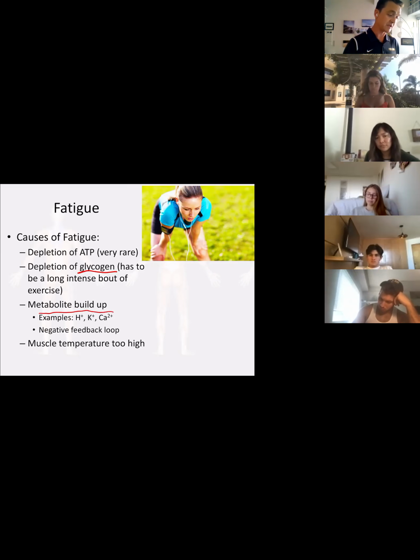Metabolite buildup, that's kind of what I've been talking about this whole time. We build up levels of hydrogen, potassium, calcium, okay? And this can lead to problems right there at the muscle, and that would be the peripheral side of things. But then it can also be sensed by chemoreceptors out there in the muscle, and then that would be sent back to the brain. The brain can interpret that and decide whether or not to let you keep contracting muscle, right? And that would be the central fatigue side of things. And then temperature is huge, right? Muscle temperature is huge. It could also be related to peripheral fatigue or central fatigue. So those are just a few things that we know are strongly linked to fatigue.